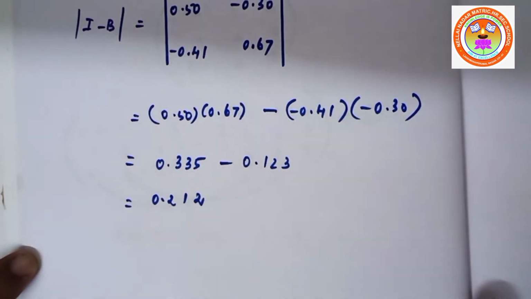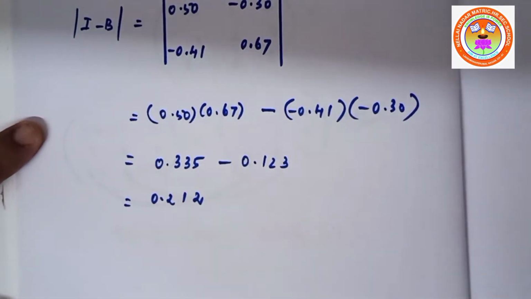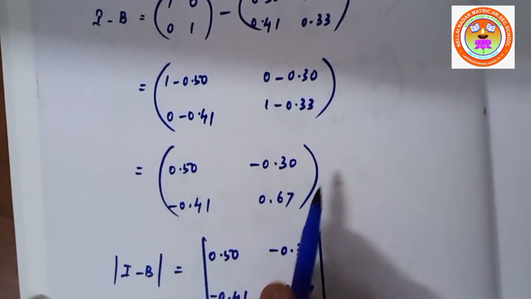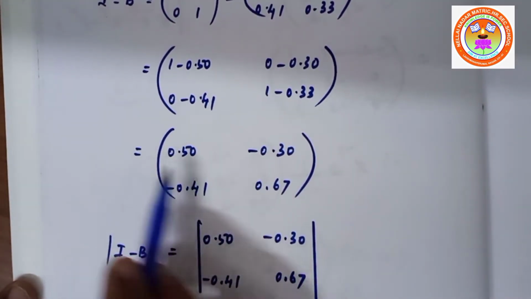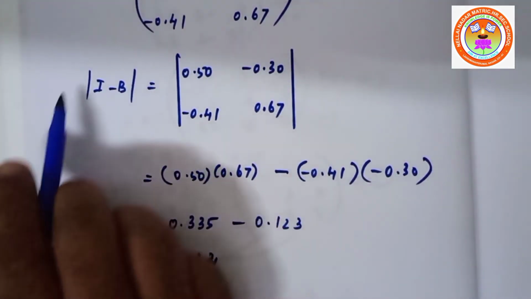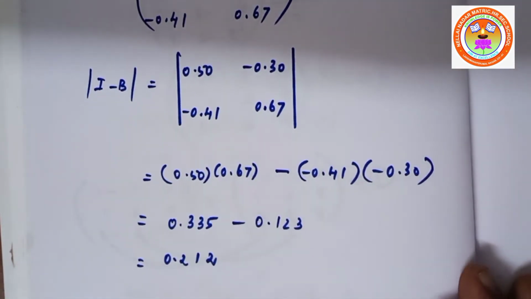Two conditions of Hawkins-Simon, we have to check whether they are satisfied or not, then only we can say the system is viable. The first condition is that the main diagonal elements of I minus B should be positive. Yes, both the elements are positive. The second condition is that the determinant of I minus B should also be positive. Yes, you are getting a positive value. So both the conditions are satisfied. Therefore, we can say the system is viable.